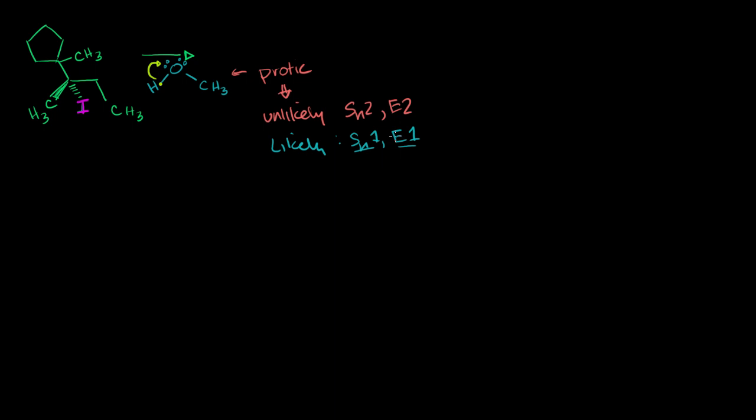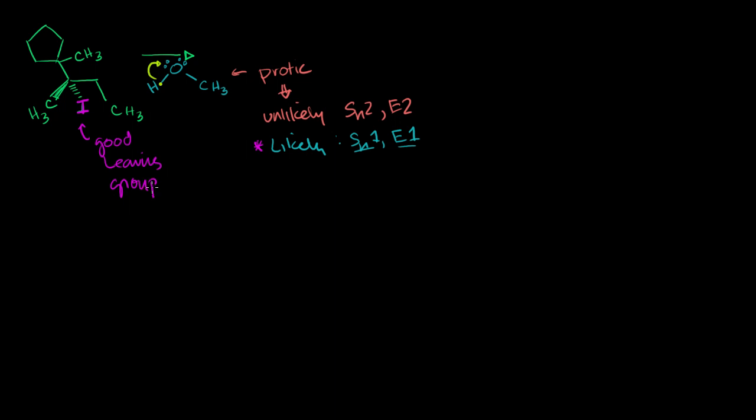Remember, in both Sn1 and E1, the first step is that the leaving group leaves on its own. That is the rate determining step. So that's a requirement for Sn1 or E1. So it still looks likely. We haven't seen anything that would make us think that we wouldn't have an Sn1 or E1. This is a good leaving group. Let me write here. Good leaving group.